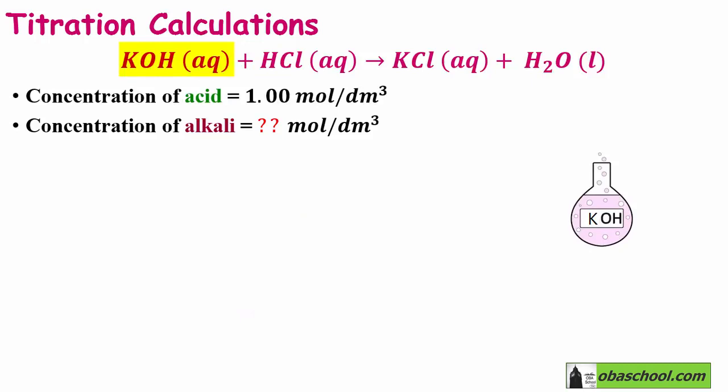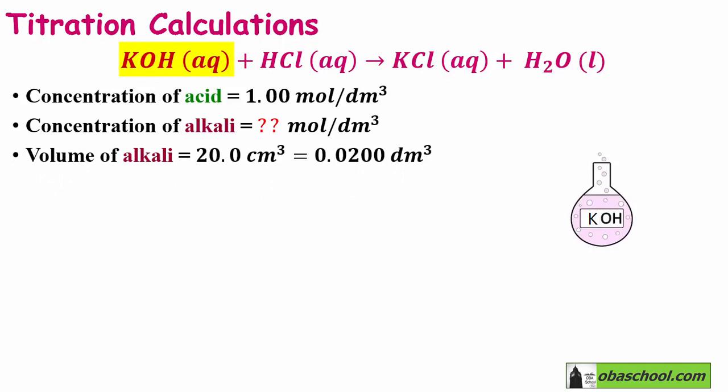Please note that in your exam, you may be asked to find the concentration of the acid or the concentration of the alkali. In this exercise, we will find the concentration of the alkali. But of course, you'll need to do the same calculations if you are asked to find the concentration of the acid. The volume of the alkali in the conical flask is 20 cm³, and we have to convert it, of course, into dm³. So we will divide by 1000, and this is equal to 0.02 dm³.